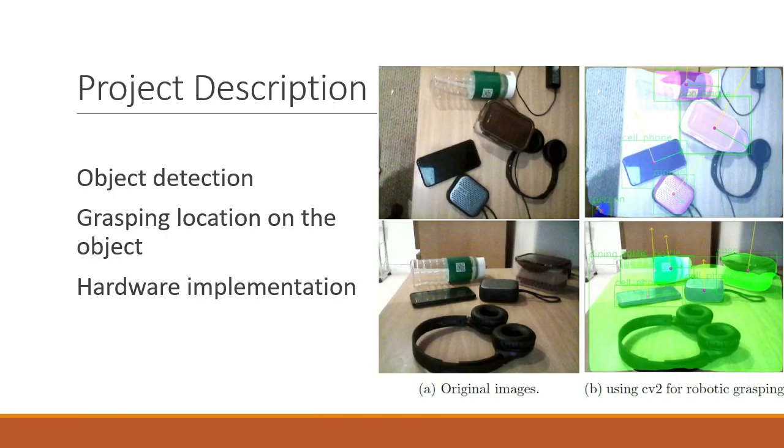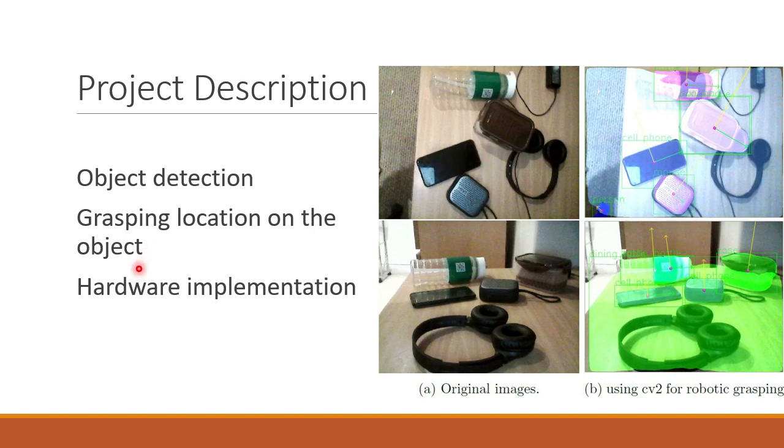For completing the required objectives, this project is divided into three steps. The first is object detection using a pre-trained Mask RCNN by PyTorch. An example is shown here on the screen along with the segmentation output. Here the images are captured using my laptop webcam.